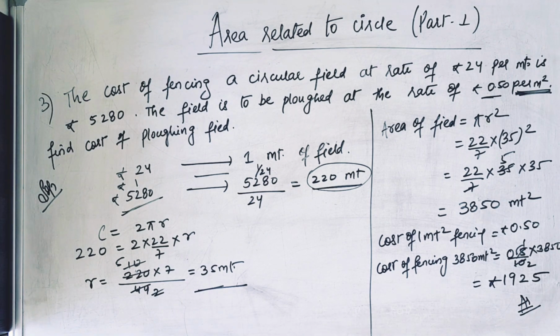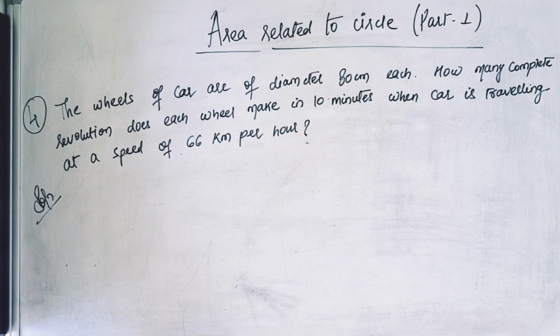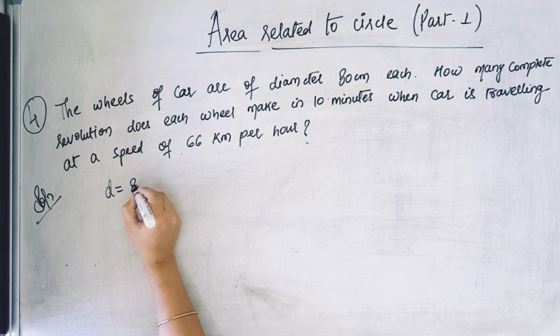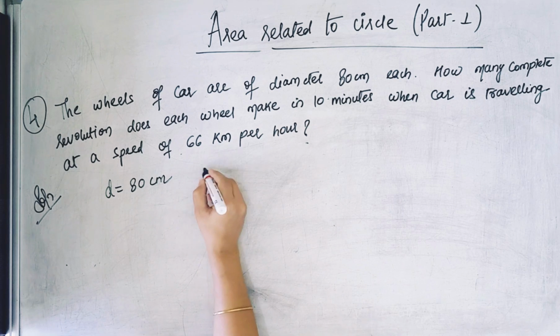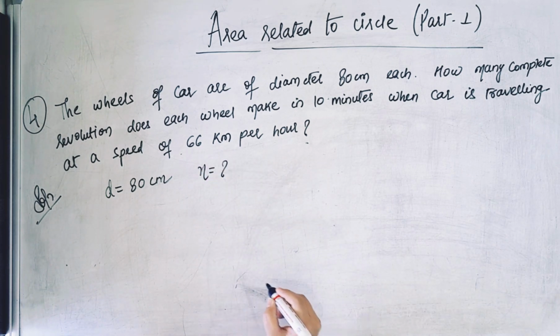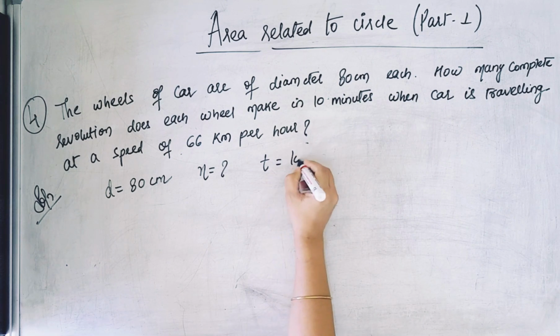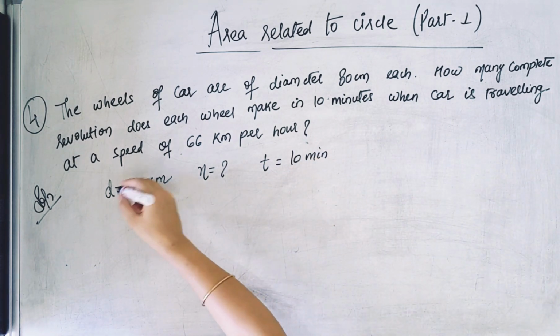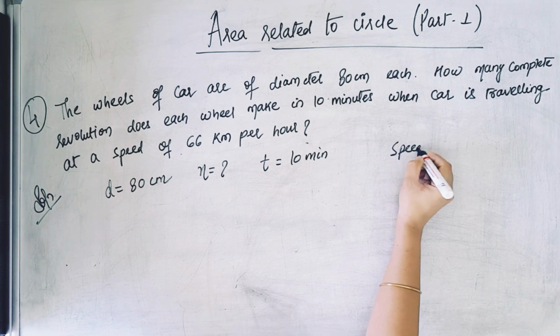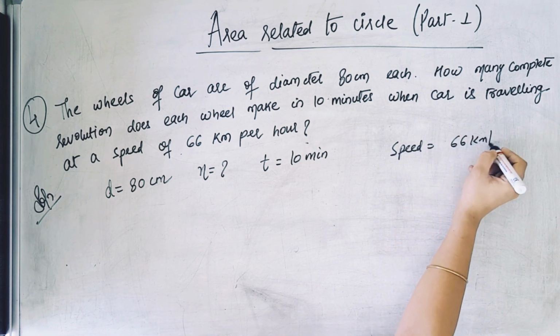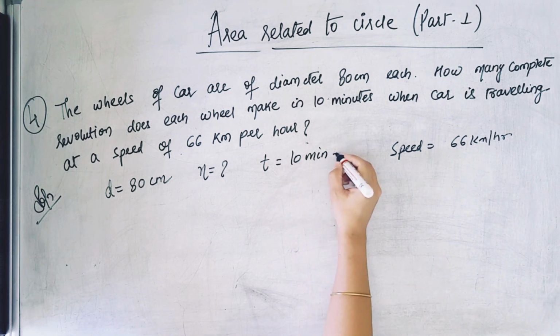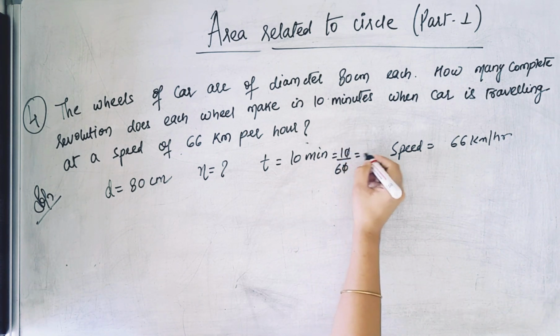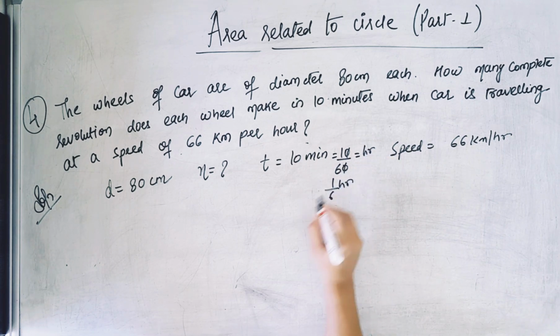So this is how we have studied the next concept. We have one more question related to this concept. Now the question is, wheels of a car are of diameter 80 centimeter, that means diameter is given. How many complete revolutions, that means they are asking n, does each wheel make in 10 minutes, when a car is traveling at a speed of 66 kilometer per hour. Time is in minutes, so we'll convert it into hours, 10 by 60. Thus, we'll get 1 by 6 hour.